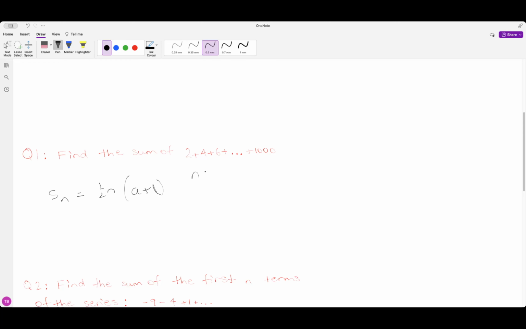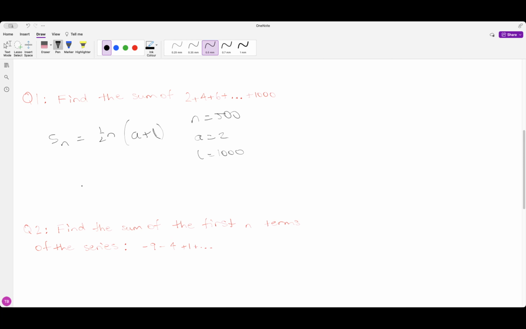So I write down everything I have. I have n equals 500, my a equals 2, and my l equals 1,000, my last term. And so I say that the sum of those terms is half n, so half times 500, which is 250, and a plus l, which is 2 plus 1,000. And now this, if I get my calculator, gives me 250,500. So that's the sum of all that series. You can see that's a reasonably large number, but it makes sense. I'm adding up all these numbers up until 1,000, so it makes sense that it's quite a big number.